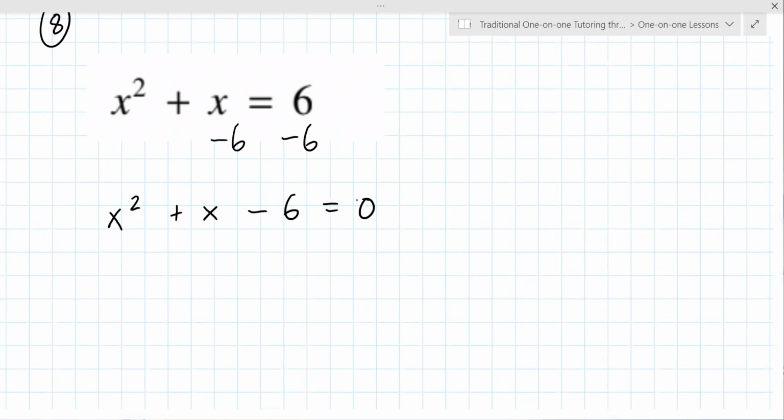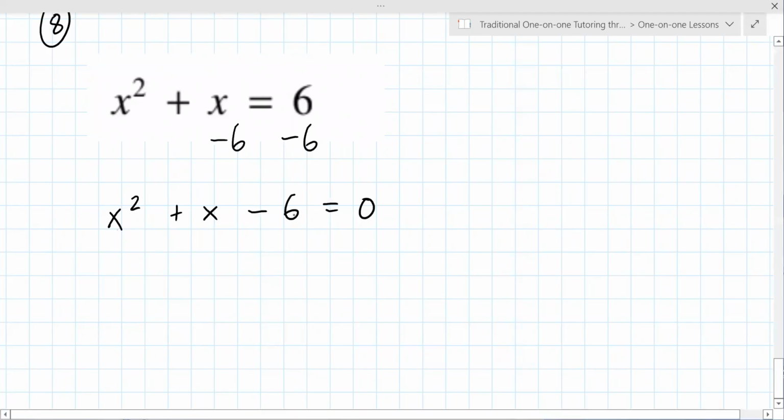Now, the greatest common factor doesn't work here because not everything has an x and not everything has a number that goes into it. So the next type of factoring is a trinomial into a pair of binomials. And because there's a 1 in front, this is called the a equals 1 type. You're trying to find two numbers that multiply to minus 6, but add up to positive 1.